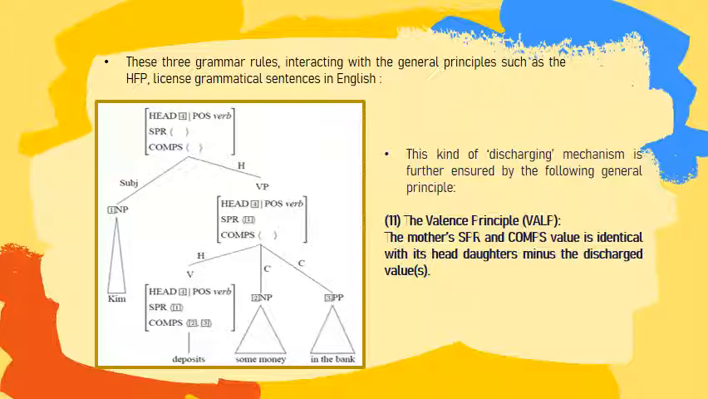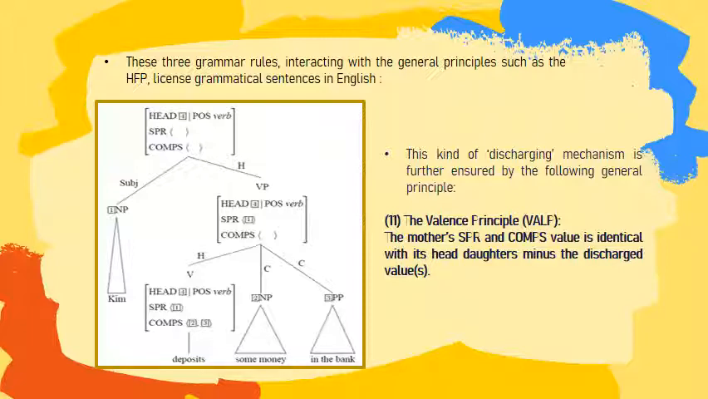The finite verb deposits selects a subject, a specifier, and two complements. The head feature principle ensures that the head feature part of speech values of the verb, its mother verb phrase, and S are all identical. When the lexical head combines with its two complements, the complement value becomes empty, forming a verb phrase in accordance with the head complement rule. This verb phrase will still need to combine with its specifier in order to form a complete sentence.